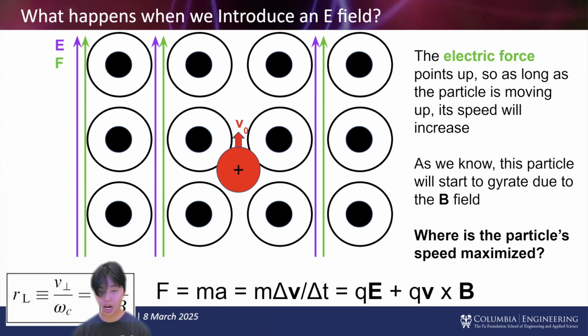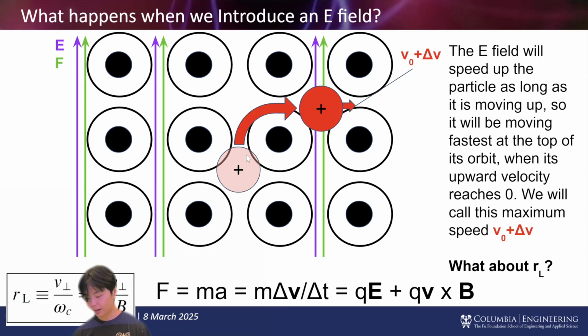We know that the particle will start to gyrate due to this B field, that QV cross B. It's going to gyrate around this field line. So what happens to my particle's speed as I'm gyrating along the field line? Or in other words, where is the particle's speed maximized as affected by QE? If I'm orbiting around this particular eyeball, moving upwards to the top, I'm now at the maximum point. As I'm moving up, I'm moving in the same direction as my electric field force. So my initial velocity is adding a sort of delta V from the force pushing up by the electric field. So my V has increased.